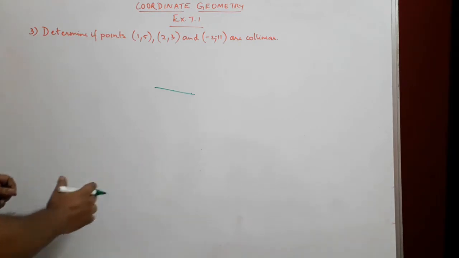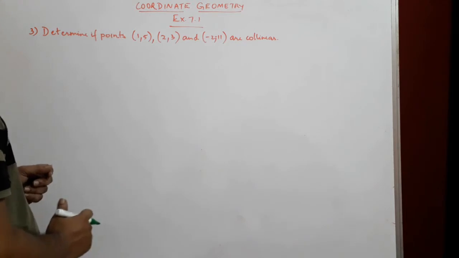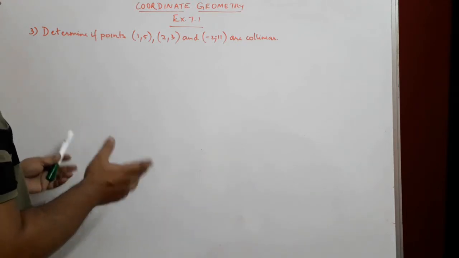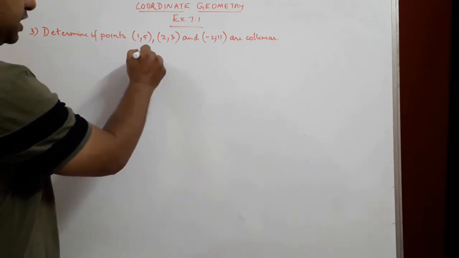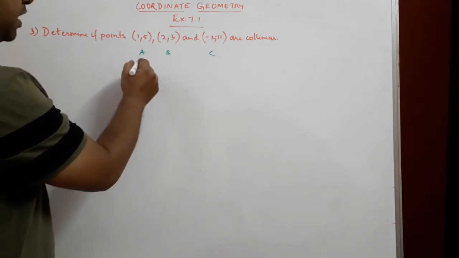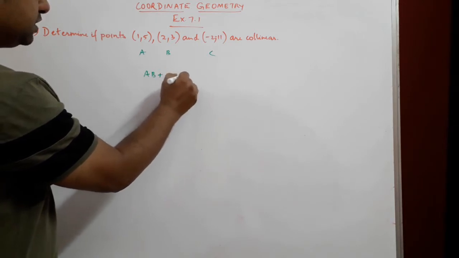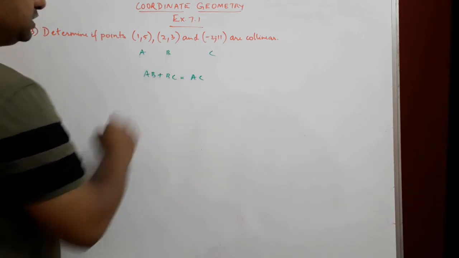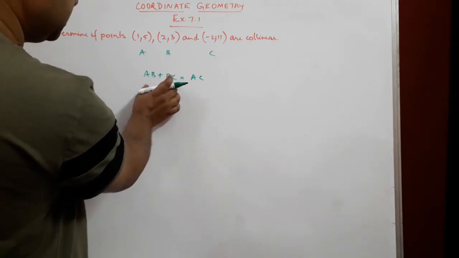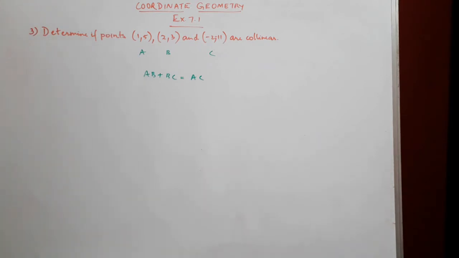And to prove that these 3 points are collinear, what we'll have to do is take the sum of the distances between any 2 points. For example, if we take these 3 points as A, B and C, and if we take AB plus BC, that should be equal to AC. That means the sum of the distances between two pairs of points should be equal to the distance between the third pair.